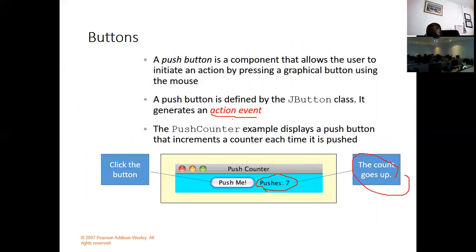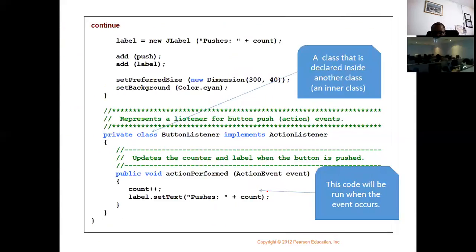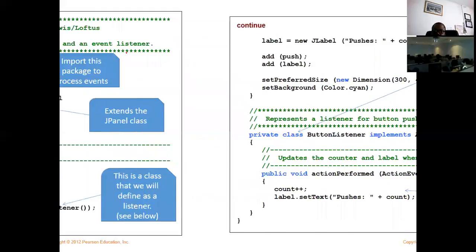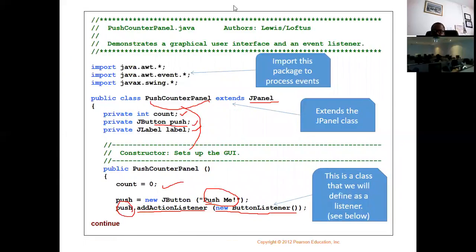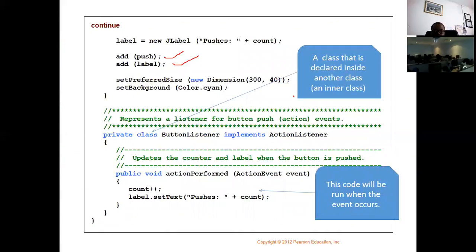Which is a text label, which is different from the button, right? Now, what we have done is add push and add label to the panel. Notice because we're inheriting JPanel, and JPanel comes with add, we can just use it because it's in the parent class. So inside the constructor, we can just do add, and we add push and the label. And we set the preferred size and the background color.